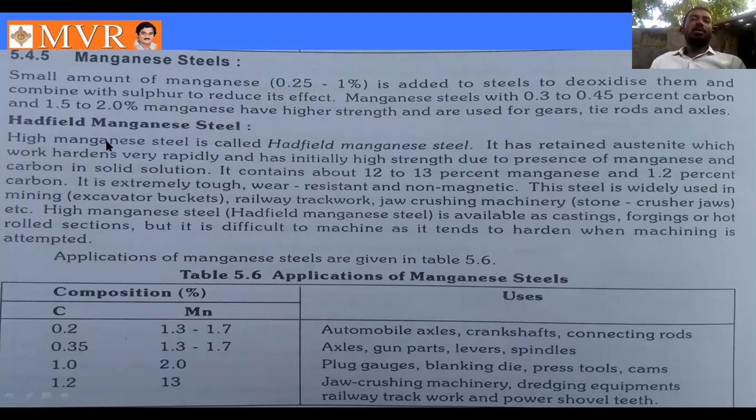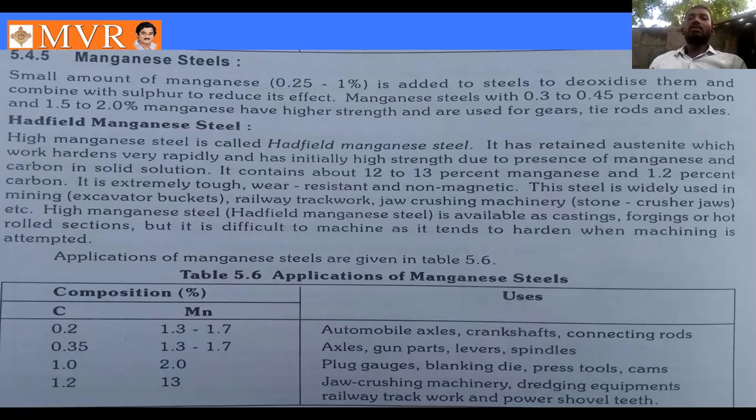So for any effects on any steel, we can add manganese plus sulfur to reduce them. In any steel we can see some environmental effects, meaning corrosion formation, cracks, or other defects. We can reduce this type of environmental effect by using manganese or sulfur.